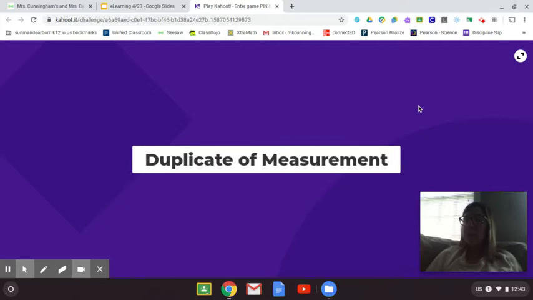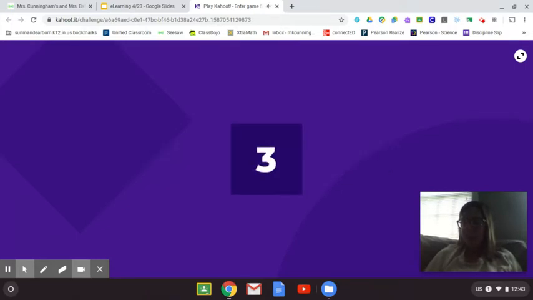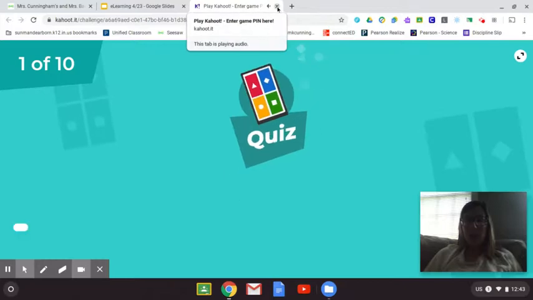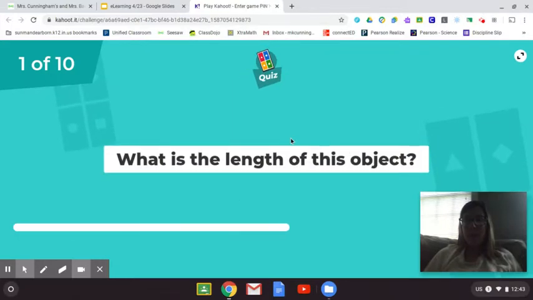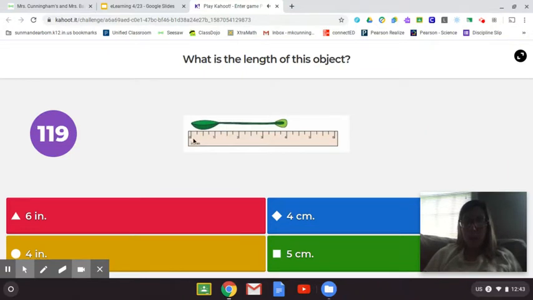And then you're going to join. You're not going to be playing against anybody else. It's all by yourself. Okay? So hopefully that makes sense. Your question will come up. What is the length of this object? Then you're going to have to measure. I don't want to tell you guys, but make sure you pay attention to whether it's inches or centimeters, okay? All right.